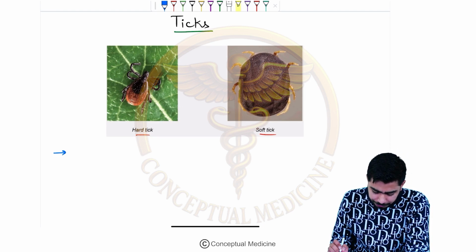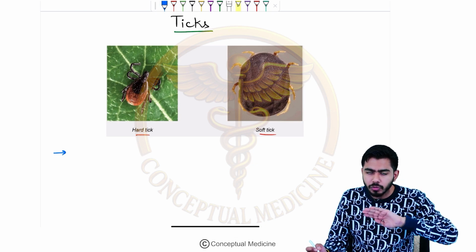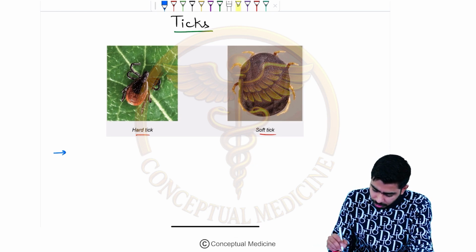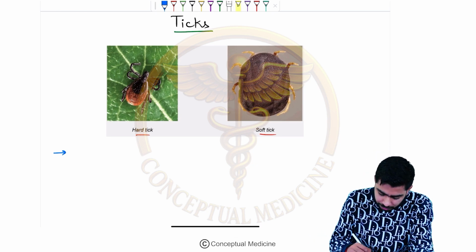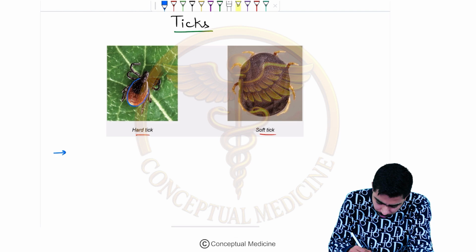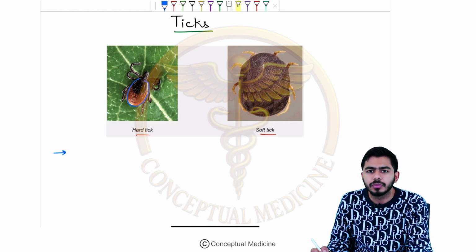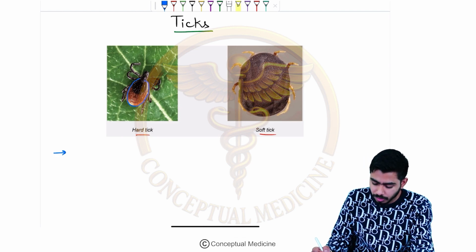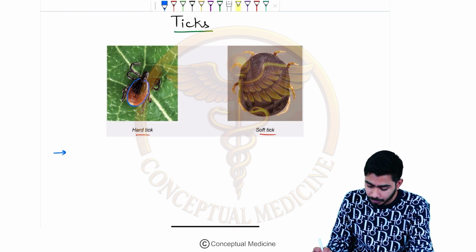If we talk about the hard tick, it has a thick covering over the body surface that is called the scutum. But the soft tick does not have the scutum. It has a chitin layer just above the body surface. That is called the scutum, but that is absent in the soft tick.